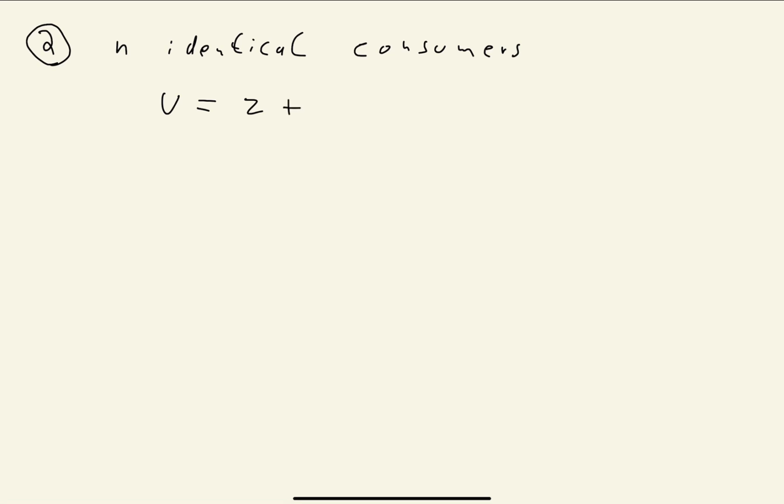And start with notation as usual. We have n identical consumers, which means that they're homogeneous, so no heterogeneity in preferences. So n identical consumers, and each of them has a utility function given by z plus phi of x minus d of e. So let's go through each of the components.